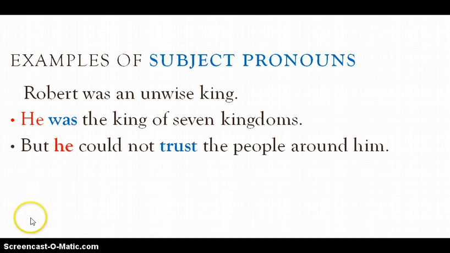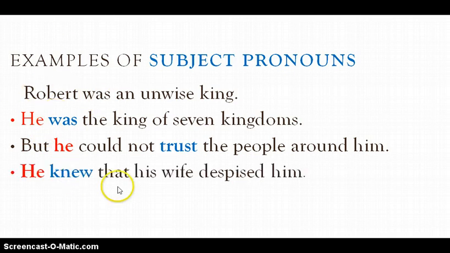In the second example, but he could not trust the people around him. Again, he is a pronoun replacing Robert, and here again it comes before the verb. So subject pronouns usually come before the verb. Let's consider another example. He knew that his wife despised him. So here in this example, he comes before knew. So all these pronouns, he, they, she, will come at subject positions.